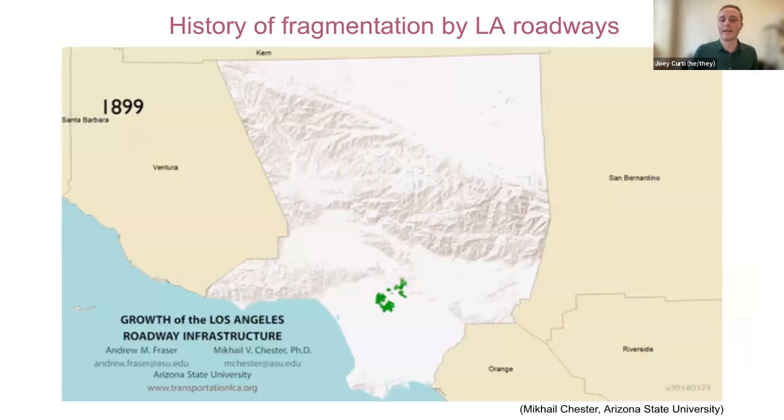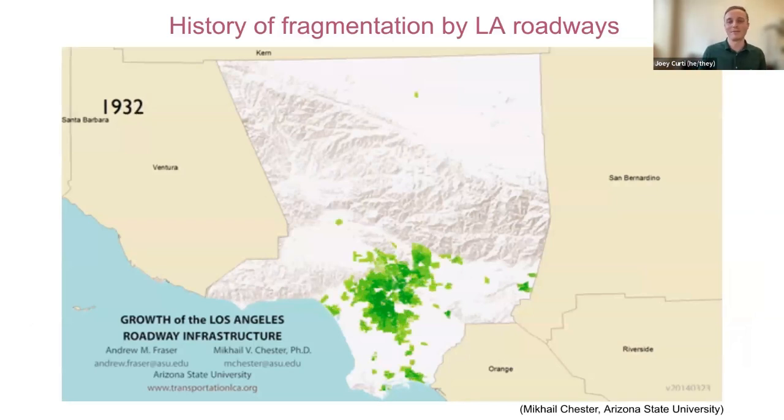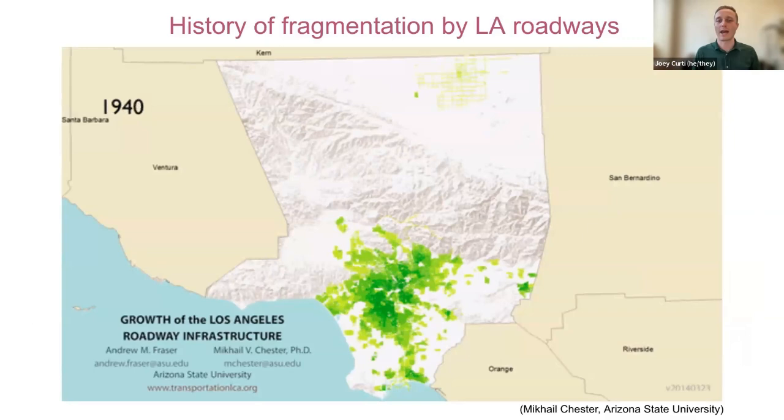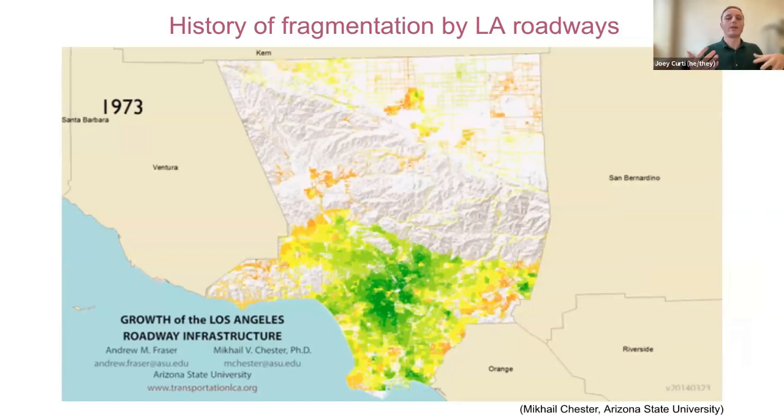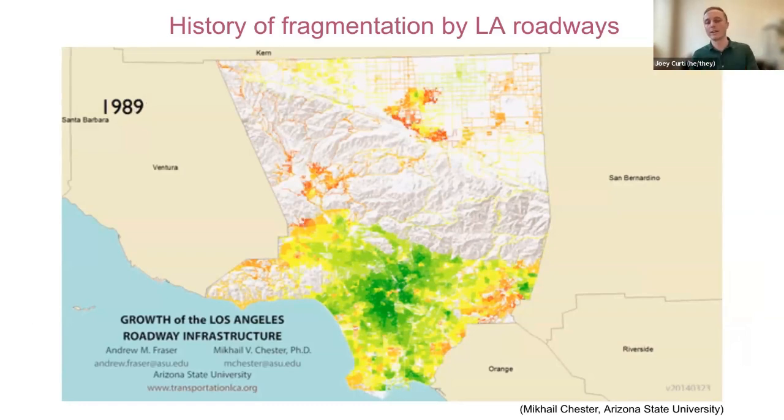So visualized here is an animated GIF of the development of roadway infrastructure here in Los Angeles County. It's a really awesome figure generated by some researchers at Arizona State University. A couple things to point out. This is over time from the early 1900s to about 2010. Warmer, redder colors indicate modern construction, and greener, lighter colors indicate older construction.